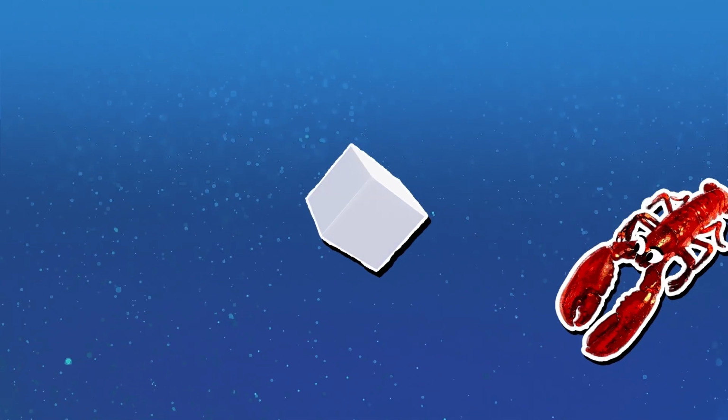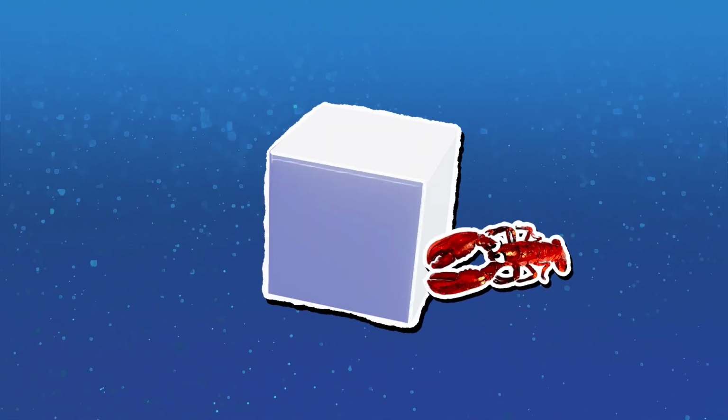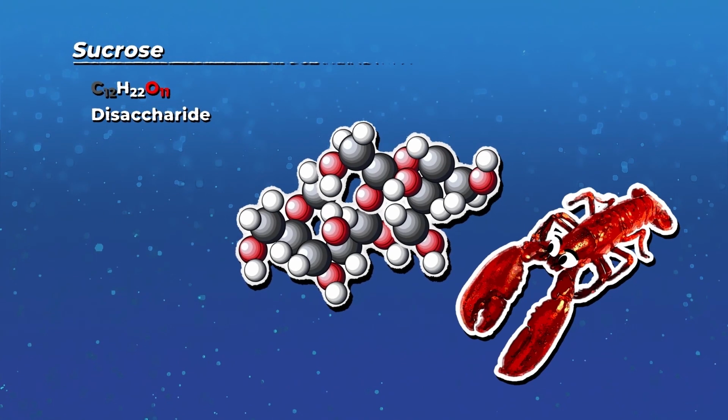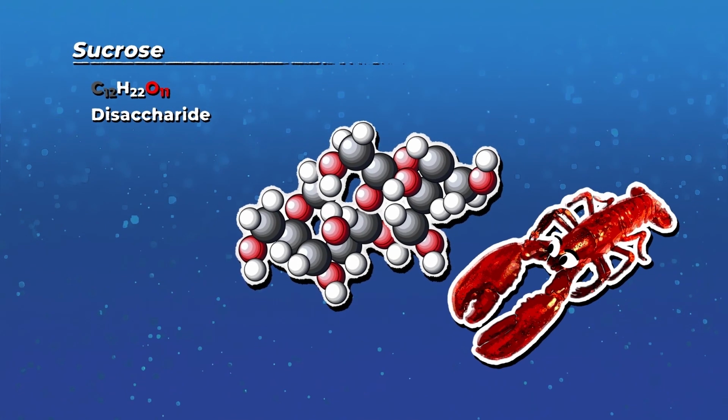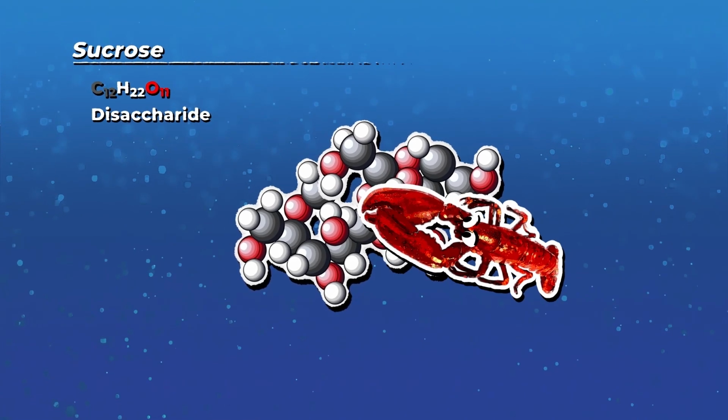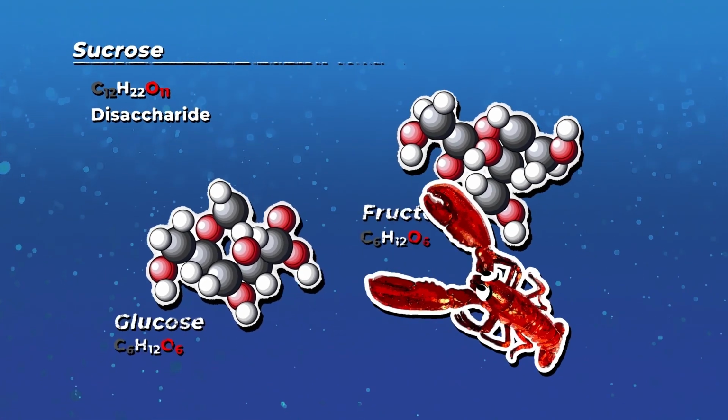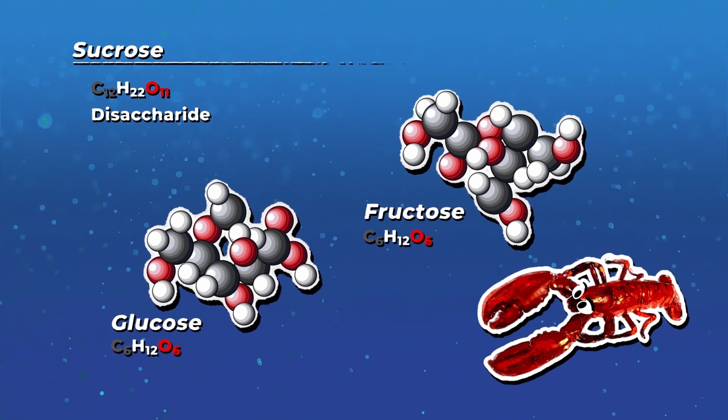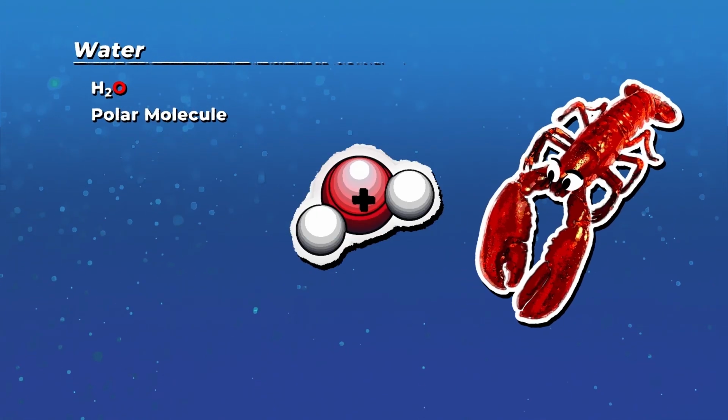A sugar cube is a gigantic matrix of trillions and trillions of sugar molecules. And sucrose, or table sugar, is a disaccharide molecule. That means it's made of two molecules hooked together, one glucose and one fructose. Water is a polar molecule with a positive and a negative charge.